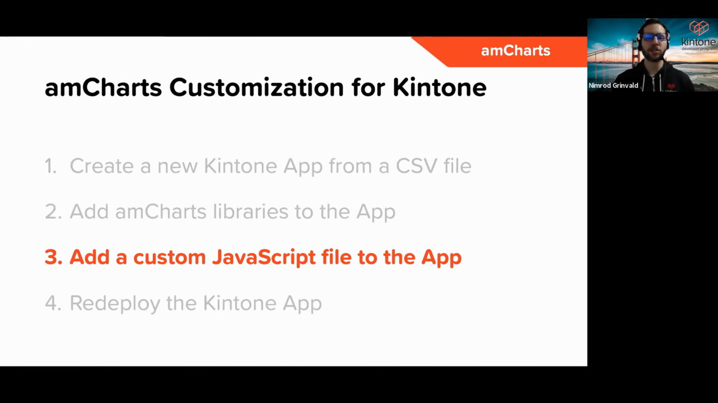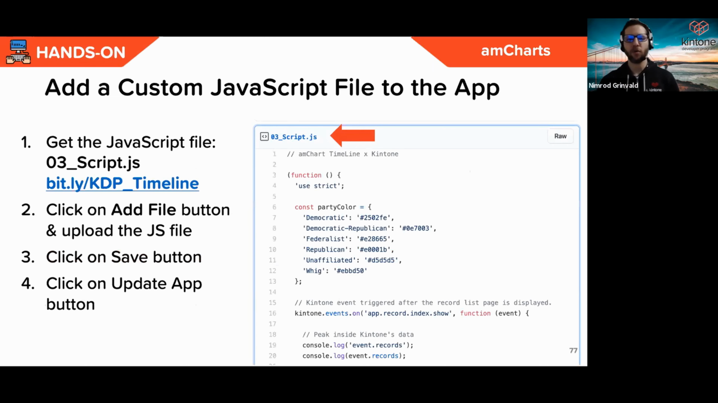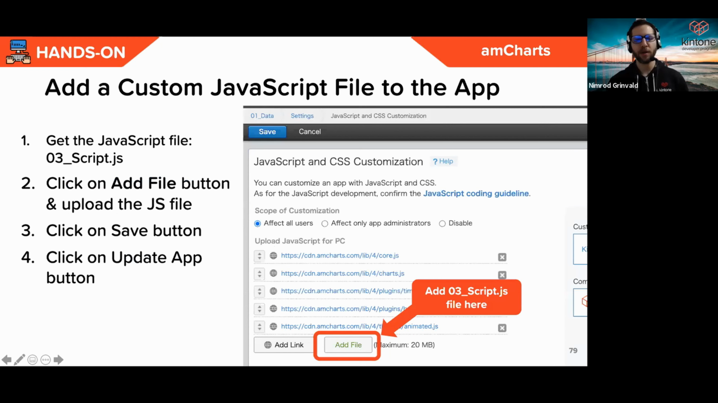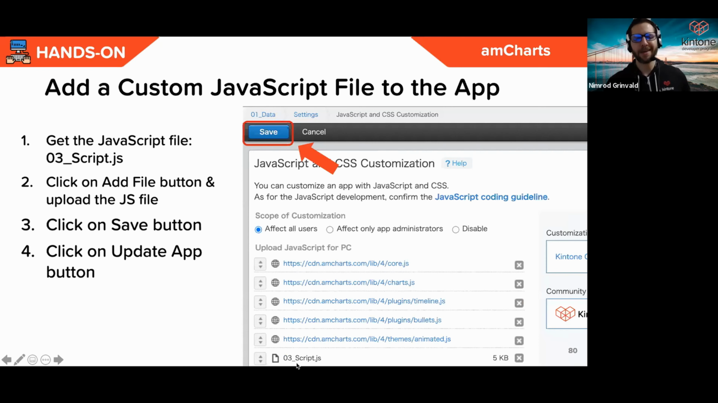And now we add our custom JavaScript file. The way that we do that is we're going to go into the gist. The link, Kenji still has the link over here in the chat, and you'll download 03_script.js. You'll find it in your file system, and then over here in your JavaScript and CSS customization, instead of clicking add link, you'll click add file. You'll add 03_script right over here. Make sure that this file and these links are ordered exactly in this way. And then you'll hit save at the top left.